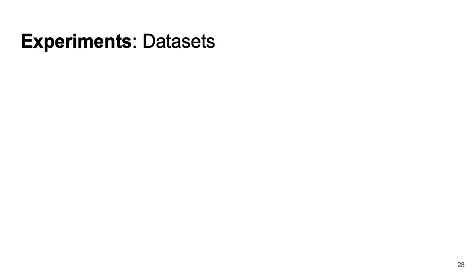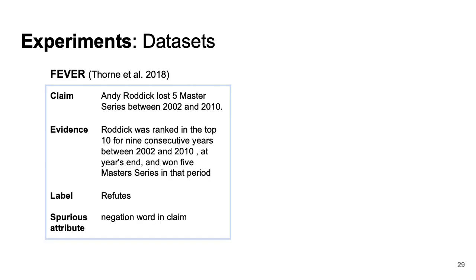Now let's look at our experiments. We used two text datasets to evaluate our method. The first dataset is FEVER, which is a dataset for fact verification. Each FEVER entry contains a claim and evidence. The task is to predict whether the evidence supports, refutes, or does not provide enough information for the claim.